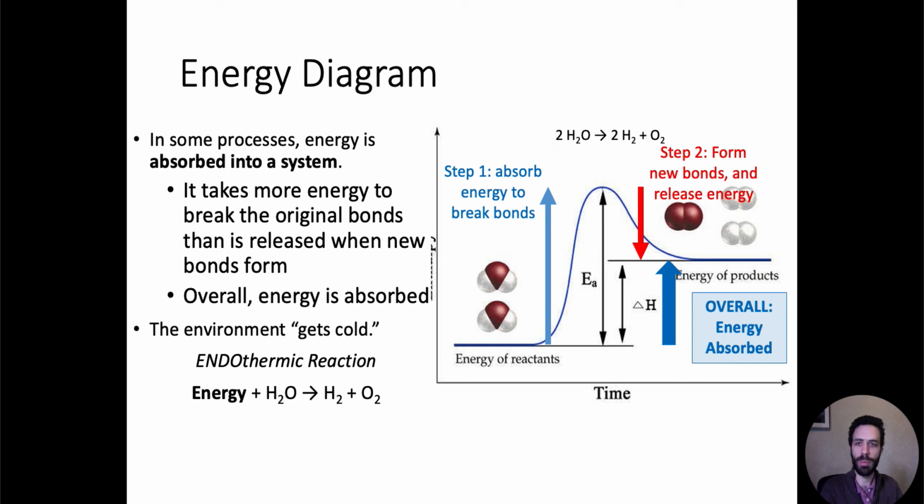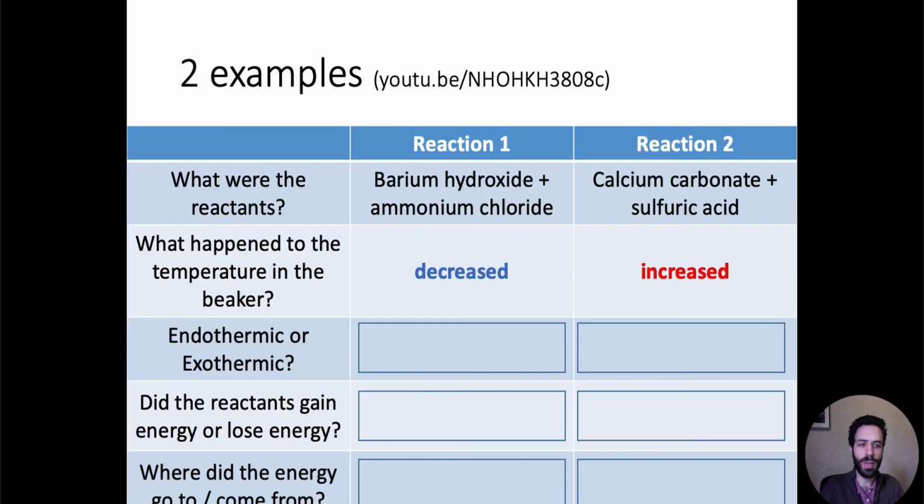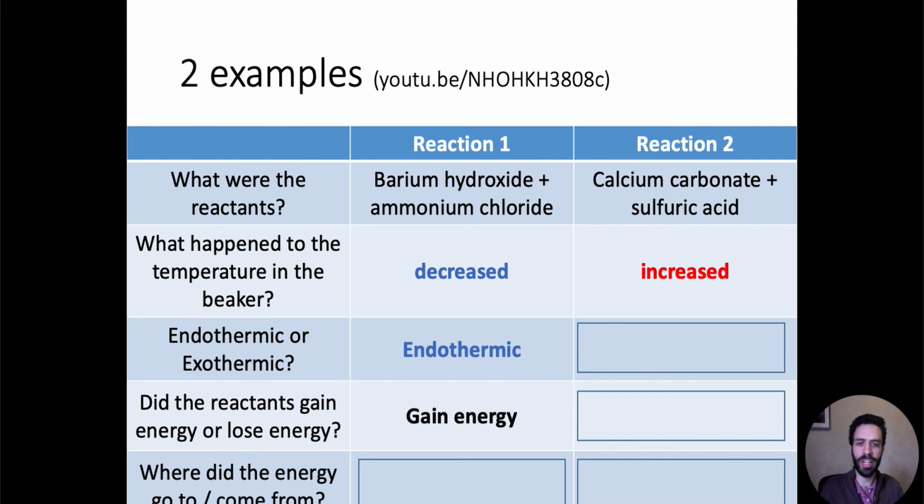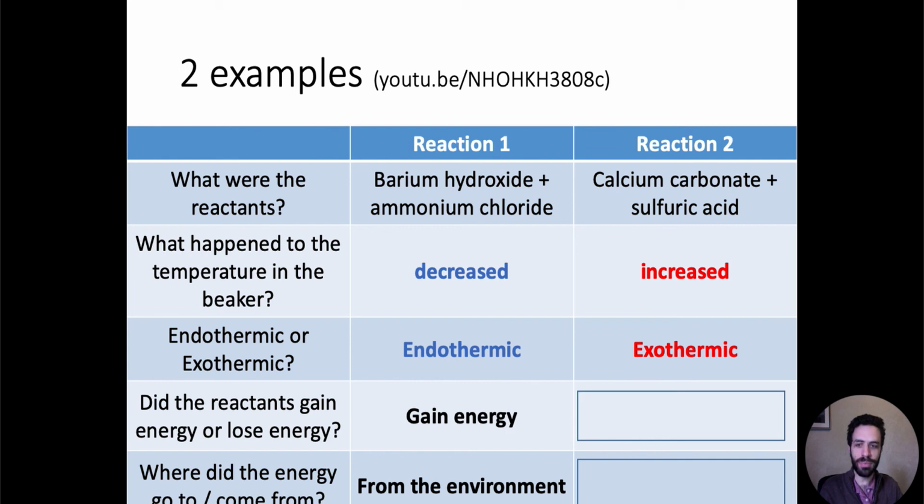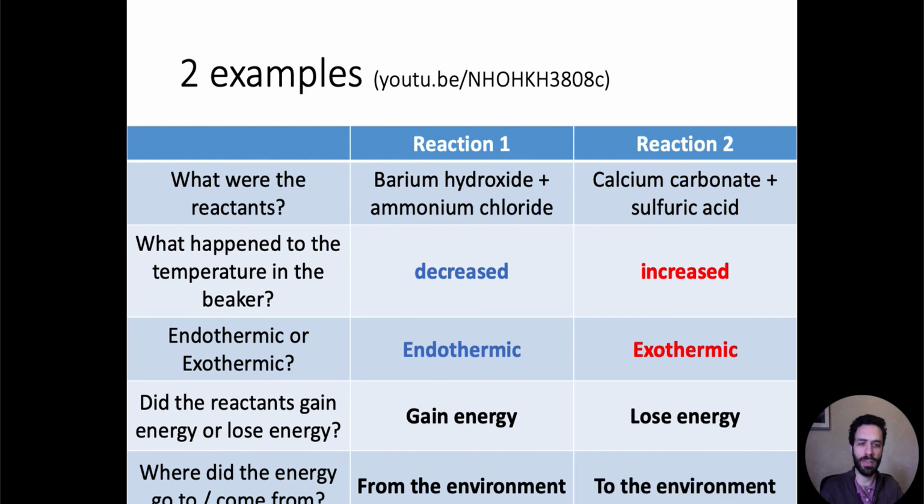So this is how energy diagrams work for endothermic and exothermic reactions. Let's come back to these two examples from the beginning. In reaction one, we said that was an endothermic reaction. The temperature in the beaker decreased because the reactants absorbed energy. The reactants gained energy, and that energy came from the environment, which is why the environment gets cold. That's an endothermic reaction. Reaction two is the opposite. This is an exothermic reaction in which the reactants lost energy, and that extra energy went to the environment, which is why the temperature in the beaker increased.